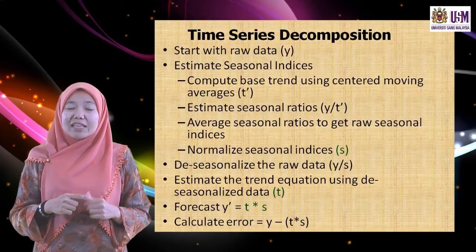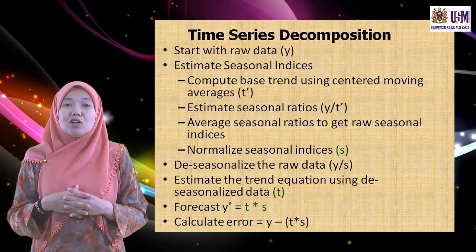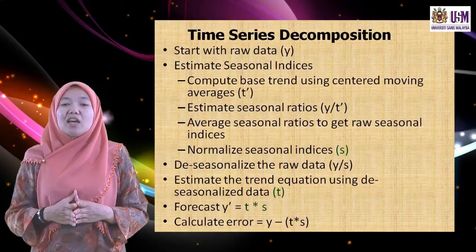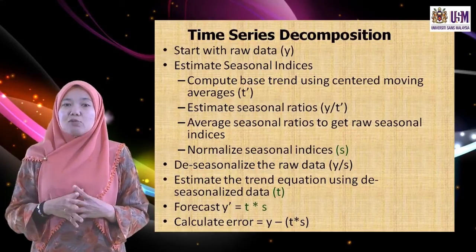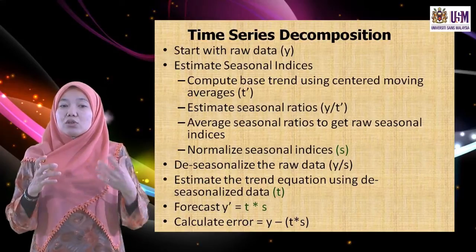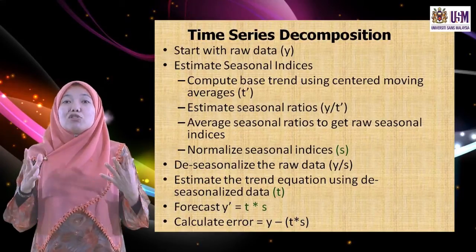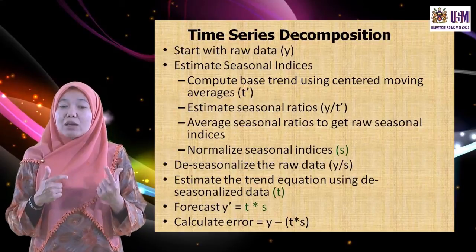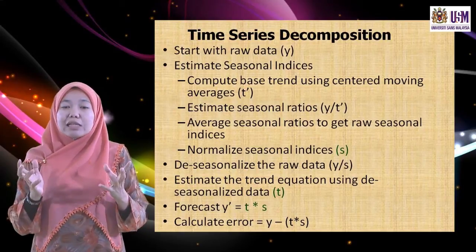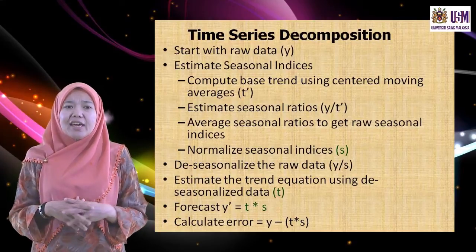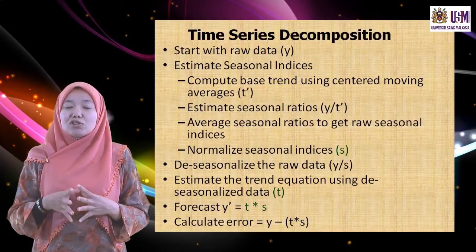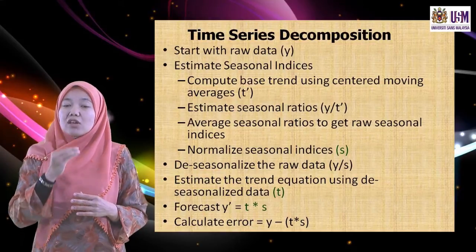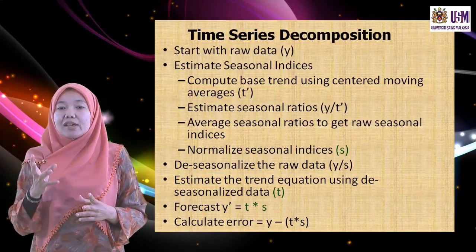After you compute your base trend, you need to estimate your seasonal ratio. How do you calculate your seasonal ratio? Simply take the ratio of the actual observation Y over your T prime, your centered moving average. After that, you take the average of the seasonal ratios to get your raw seasonal indices. Then you normalize, so that eventually you come out with your final seasonal indices, which we label as S. The next step is to de-seasonalize your raw data using the seasonal indices S that you calculated just now. What you need to do is take your observation Y divided by your S.